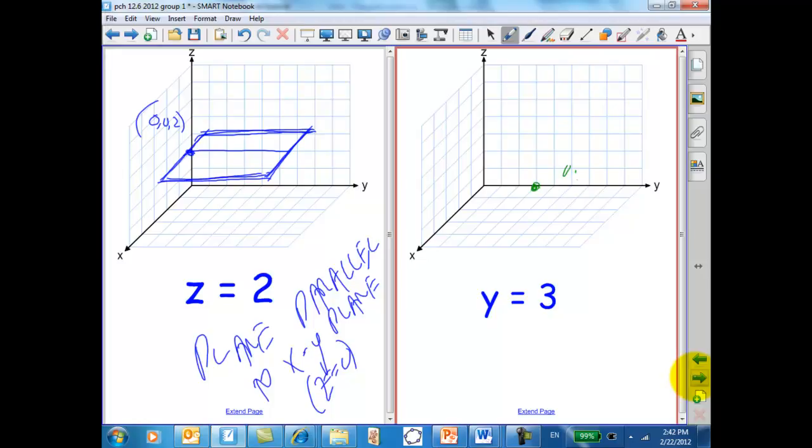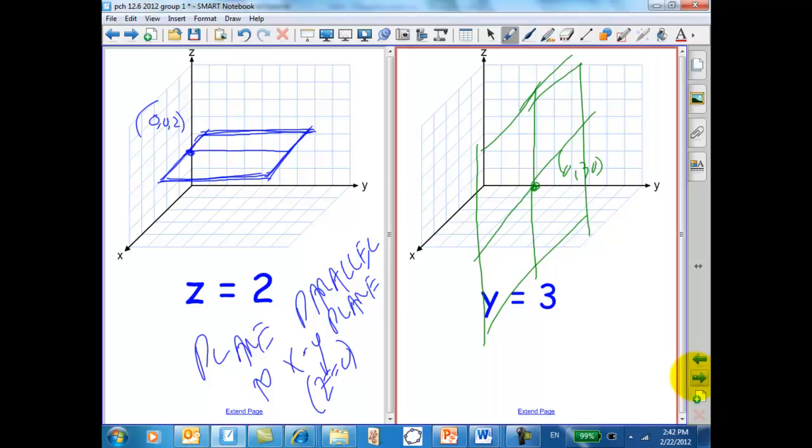Here's your 0, 3, 0. You want to go parallel to the z, parallel to the x, and then some people like to go like that and complete their box there. Okay, it draws like this. It's parallel to the xz plane.